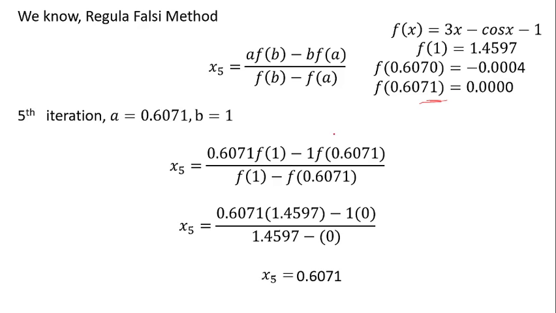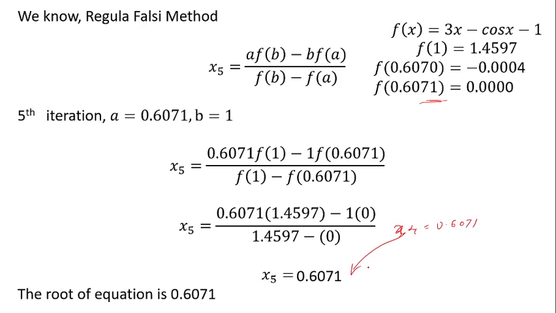Now if you observe, what is the value we got for x4 in the previous iteration? We got x4 is equal to 0.6071. Here also we got the same value. So x4 and x5 are both the same. So we can claim that the root of the equation is 0.6071.